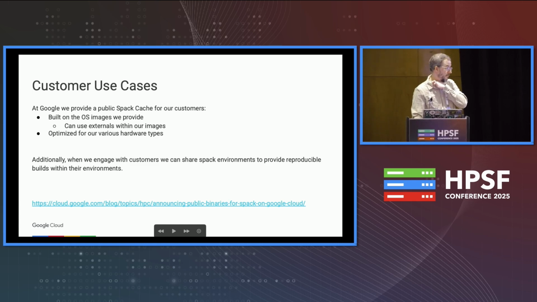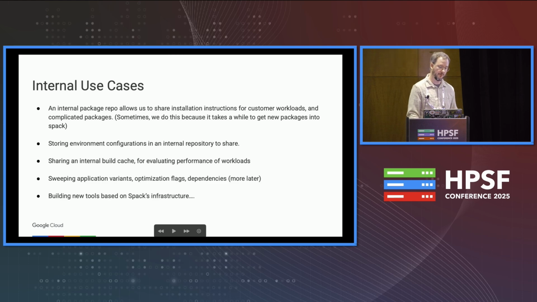Some about our uses of Spack at Google. We have external customer use cases. We provide a Spack cache that helps customers use software that we recommend on our systems. Some interesting differences of this versus the public Spack cache is that we build it on our own images, which aren't super interesting for general purpose. And we try to optimize for our underlying architectures that we offer to customers. And we also try to give Spack environments to customers to help them replicate the performance that we are able to achieve when we run their workloads. So those are things that we try to use this for.